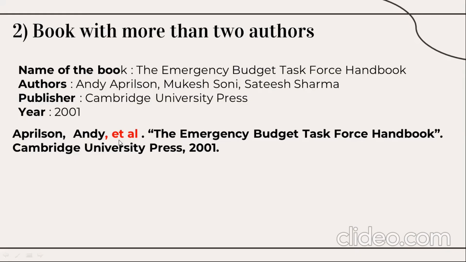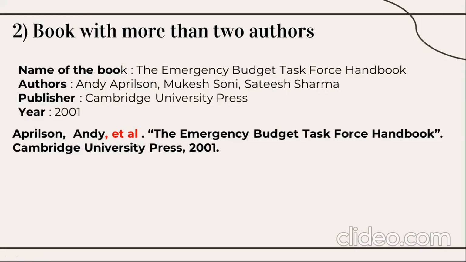When you have three plus authors, you need to write the first author as per the format, last name followed by the first name, Aprilson, comma, Andy, and there should be a comma. See, I mentioned in the red color. So these are the specific information, others remain same. So Aprilson, comma, Andy, comma, et al, full stop. Full stop should be there. Then the remaining information in the inverted comma, and Cambridge University Press, comma, 2001.